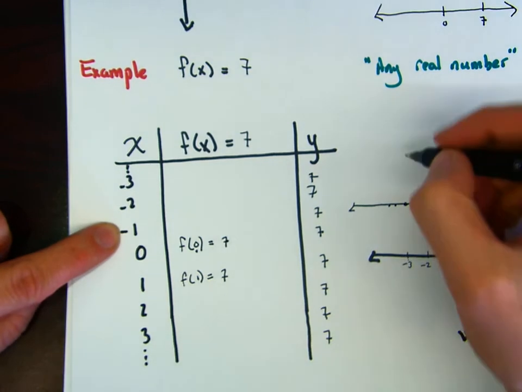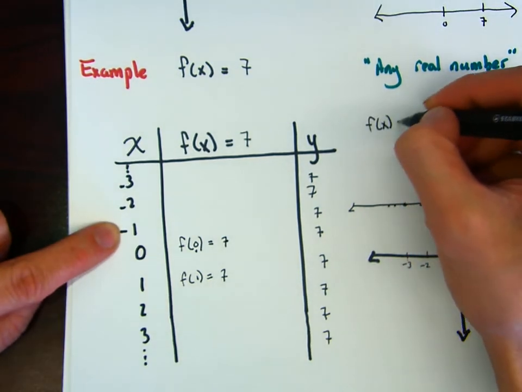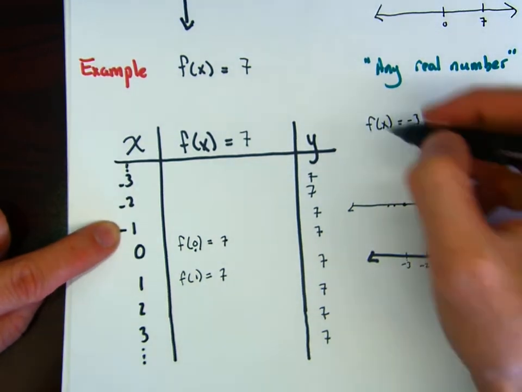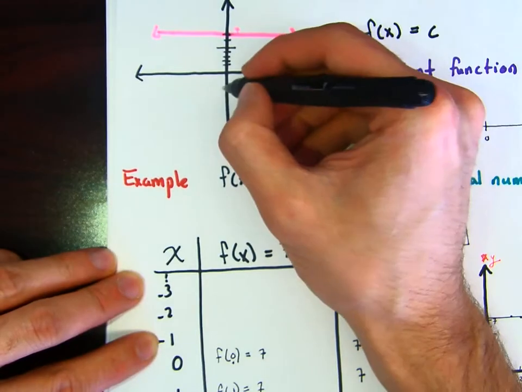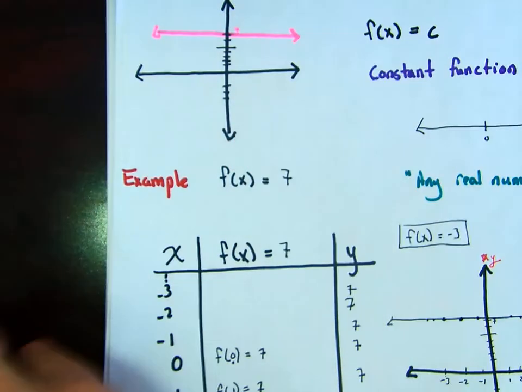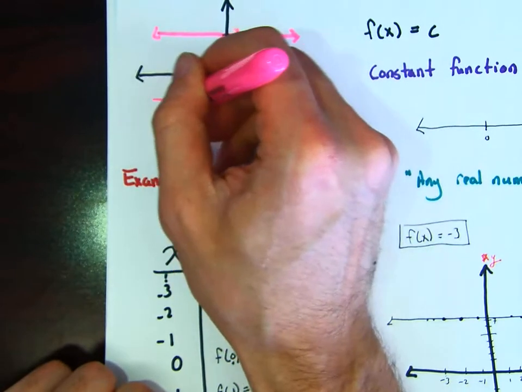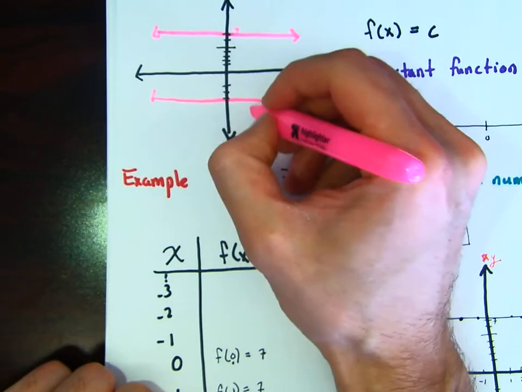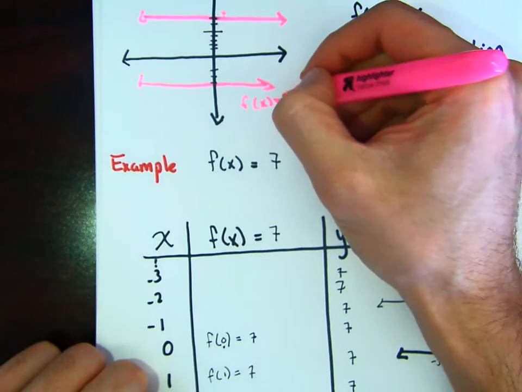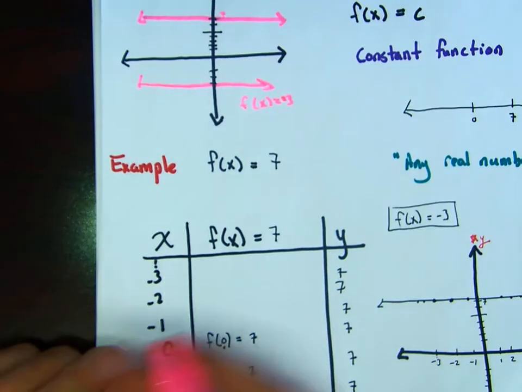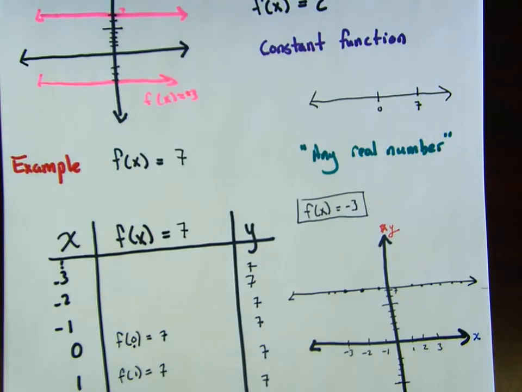And this is my graph. Let's say I had f of x equals negative 3. If I wanted to draw this graph, I just go down to negative 3 on the y-axis, and then bam, this is the graph of f of x equals negative 3. Okay, so that was a constant function.